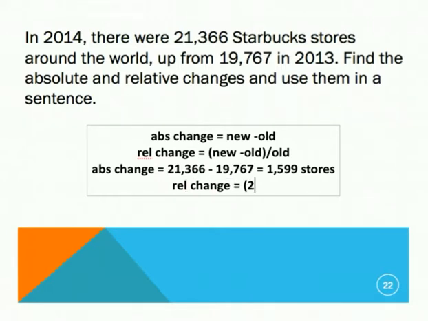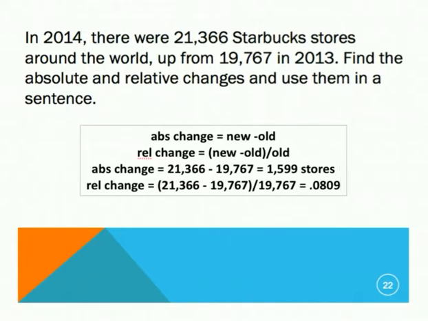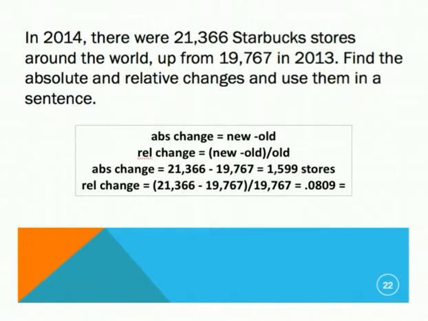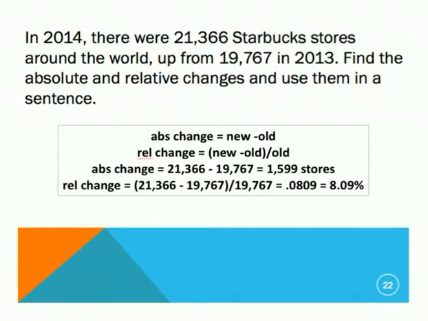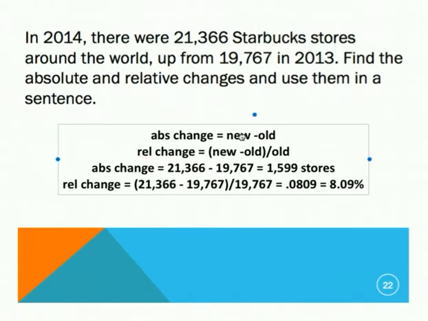So it starts the same way. So I take the 21,366 minus 19,767, and then I divide by my old, my 19,767. And you already did the numerator, so if you have that in your calculator still, you can just leave it there. And then just divide by the old, and you get 0.0809. A nicer way of putting this would be 8.09%. Okay, so that would be your actual answer written as a percentage.